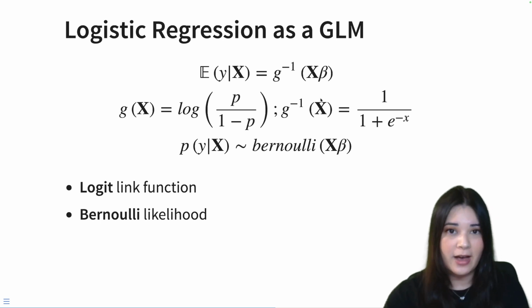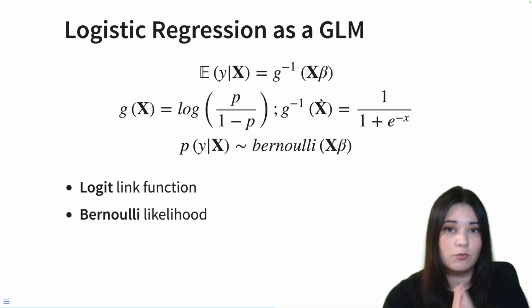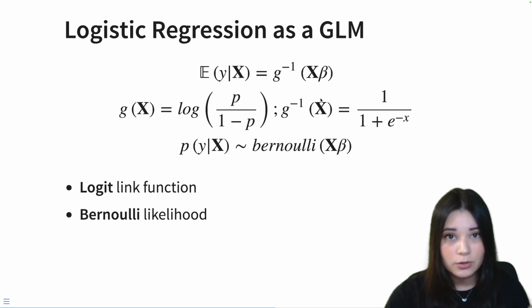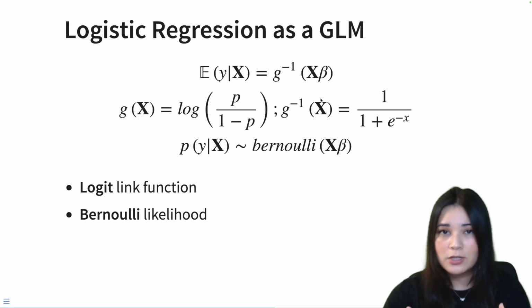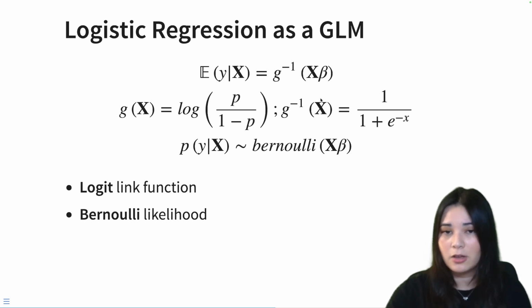Now, because we have a categorical prediction, and let's assume it's binary, so a 0 or 1 categorical prediction, we need a distribution that can handle binary variables. And one really good one is a Bernoulli distribution. So we are going to pair our logit link function with a Bernoulli likelihood.